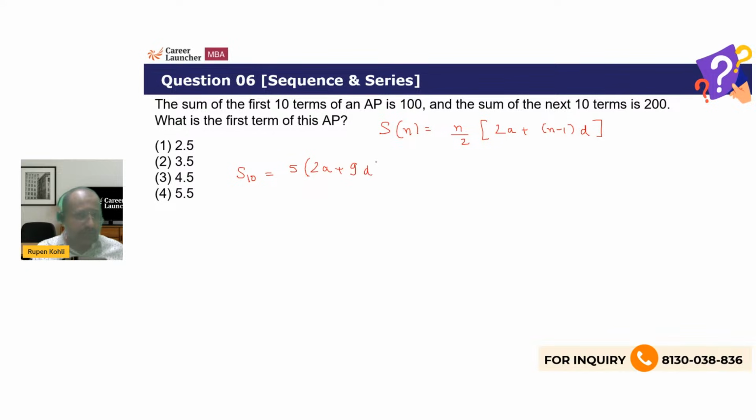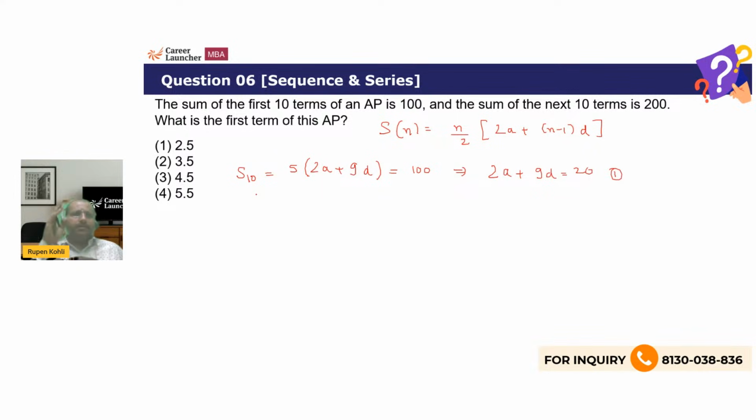Thank you, Bhavesh. Right. And this is given as 100. Yes, Bhavesh, good. I think that's correct. Let me quickly confirm this. So I'm getting 2a plus 9d is 20, my first equation, right?